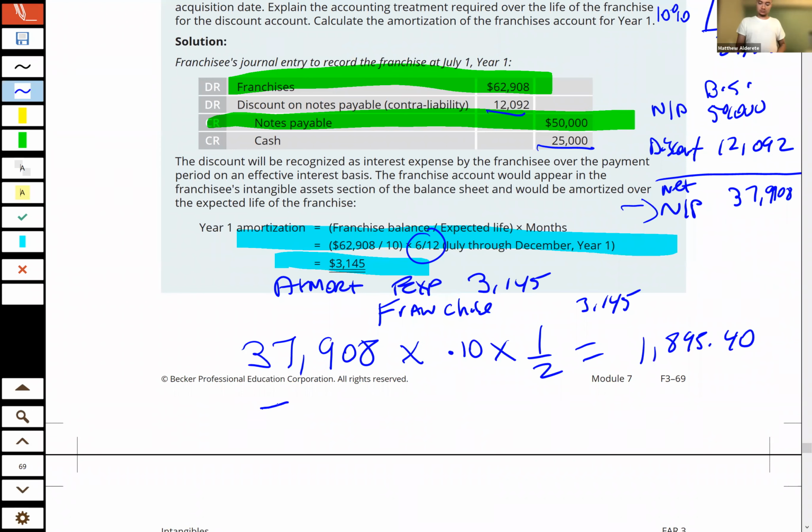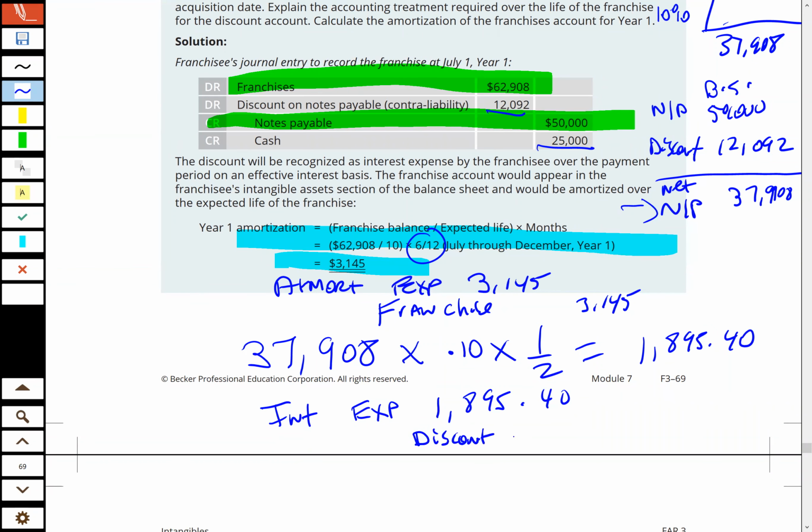$1,895.40, you say, Matthew? Yeah. Okay, good. So I would have to do what? Debit interest expense, $1,895.40, and I would go ahead and credit the discount on the note payable here for this $1,895.40, in effect doing what? Bringing the carrying value of the note up to include that interest. And then when I go ahead and pay that down, I'll continue to pay that down, et cetera.